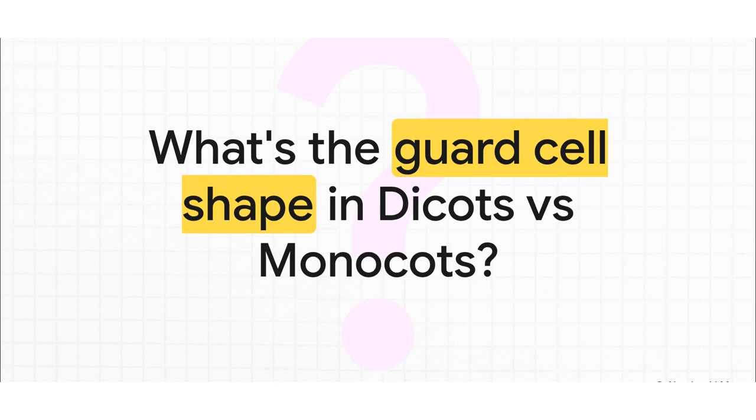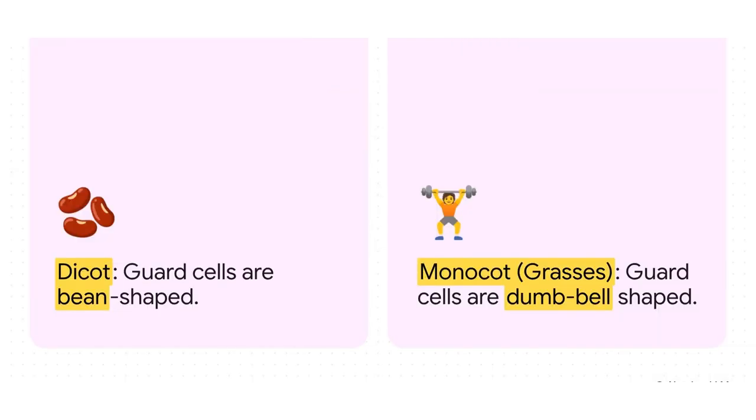Here we go, a very, very common NEET question. What's the shape of the guard cells in the stomata for dicots and monocots, specifically grasses? This is a dead giveaway, a direct way to tell them apart. The answer's on the next slide. Pay close attention. See, it's that simple. In dicots, they are bean-shaped, like a kidney bean or rajma. But in monocots, especially grasses, they're dumbbell-shaped. Just remembering this tiny little detail could literally get you 4 marks.